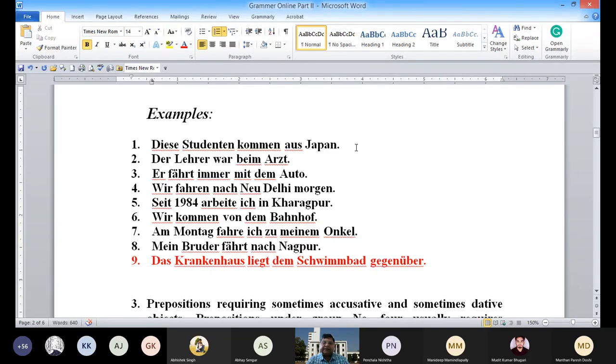As you have learned the standard question like "Woher kommen Sie?", and the standard answer was "aus Indien", "aus Calcutta", "aus New Delhi", "aus Chennai". That is the name. So these are the names.